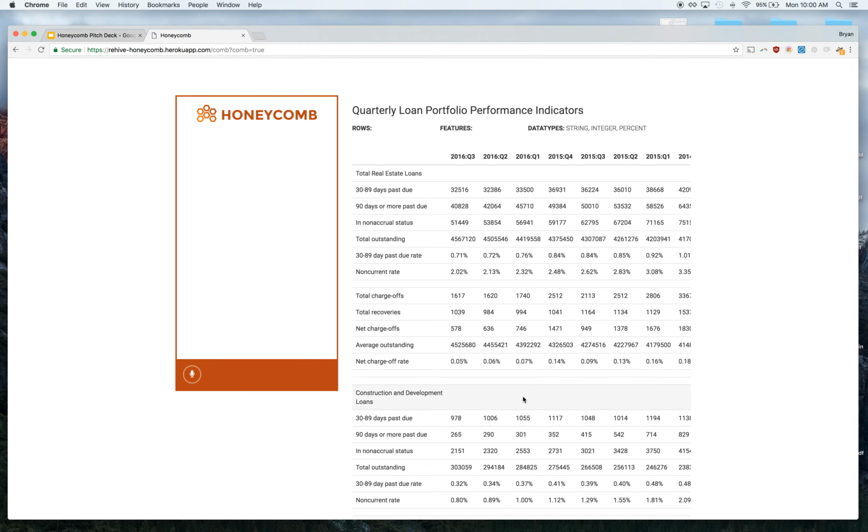So let's perform a simple analysis. Of total real estate loans of all time, what is the average per quarter of number of loans 30 to 89 days past due?